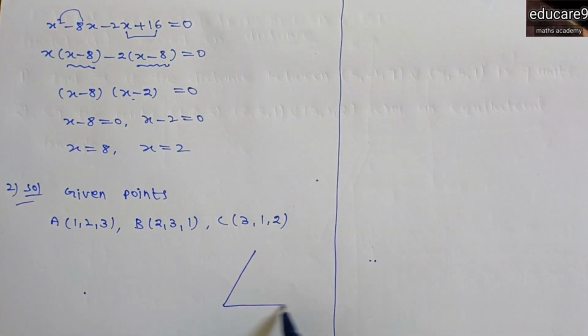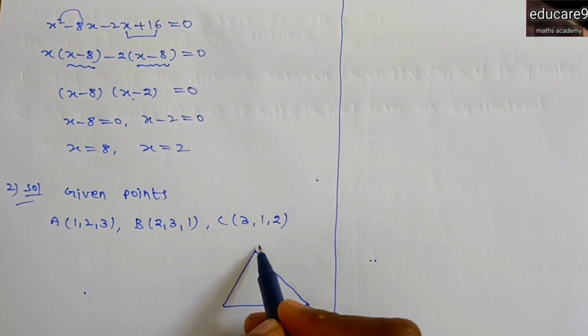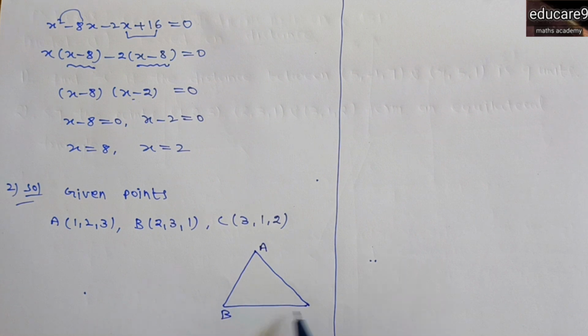Now we can consider a triangle. For example, this is the triangle ABC. Here we need to show this triangle is equilateral, means all the three sides are equal. That means distance between AB equals distance between BC equals distance between AC.